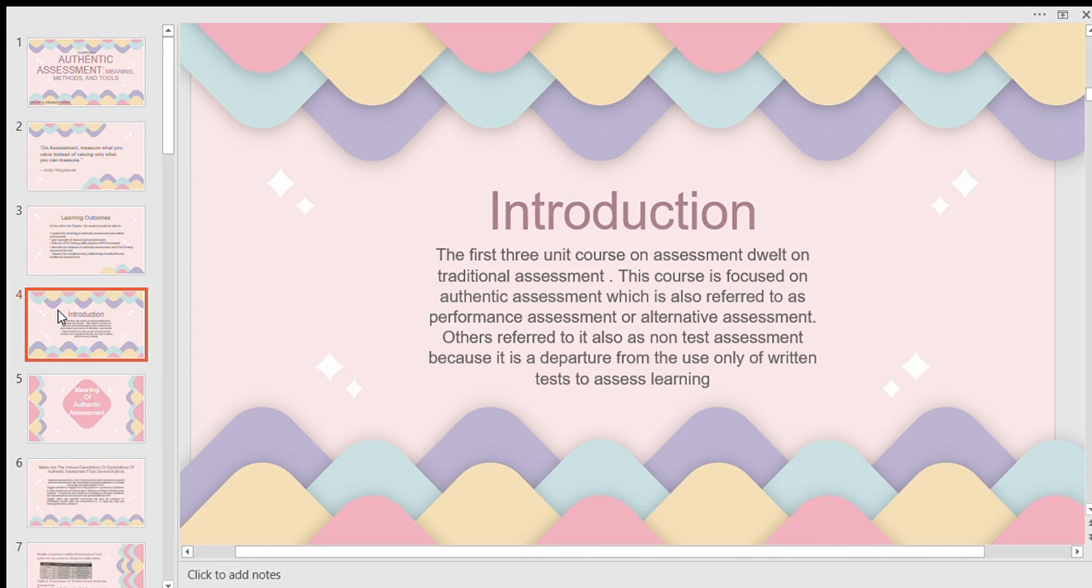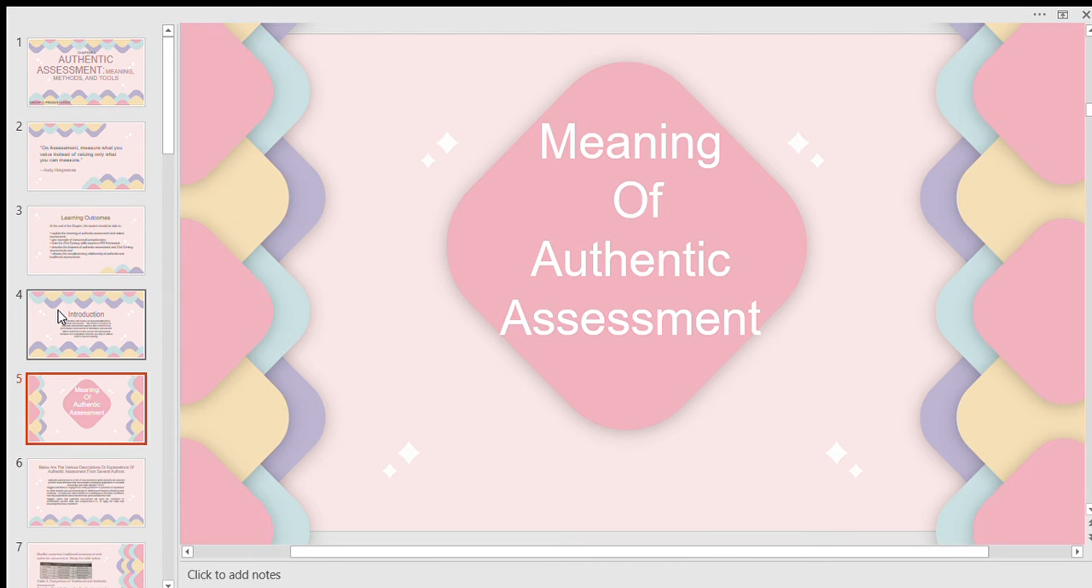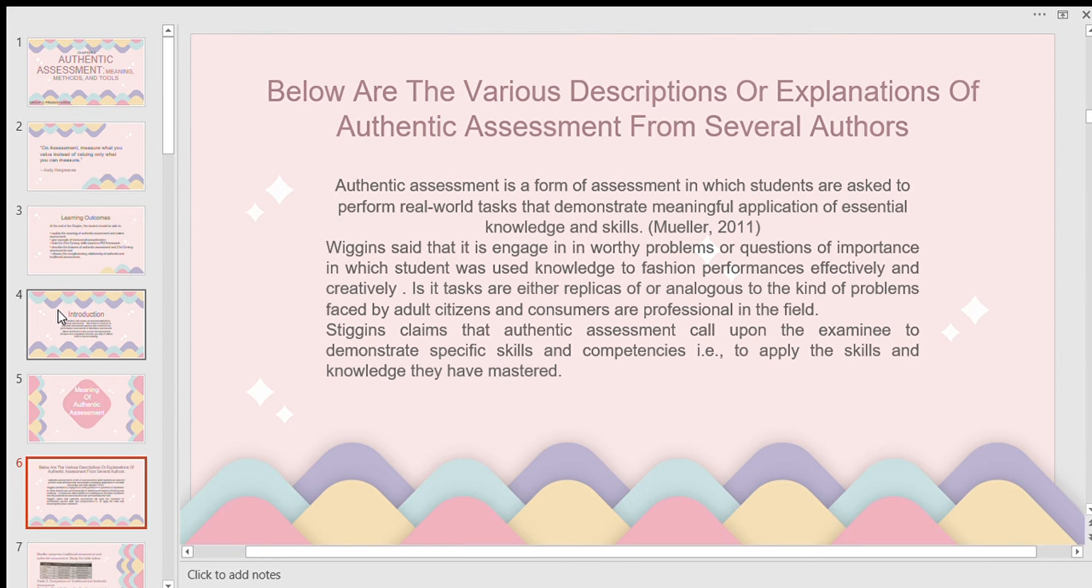ang estudyante ba ay kayang mai-transfer or mai-apply yung mga gained knowledge and skills sa iba't ibang context, scenarios, and situation beyond the classroom. Now, what exactly is authentic assessment? Below are the various descriptions or explanations of authentic assessment from several authors.